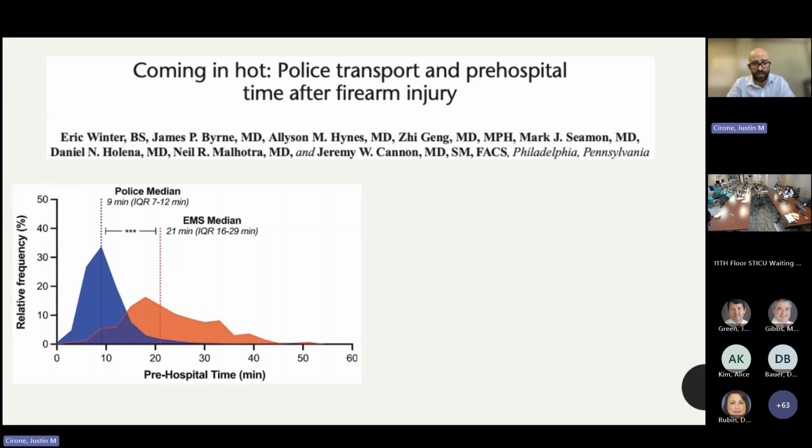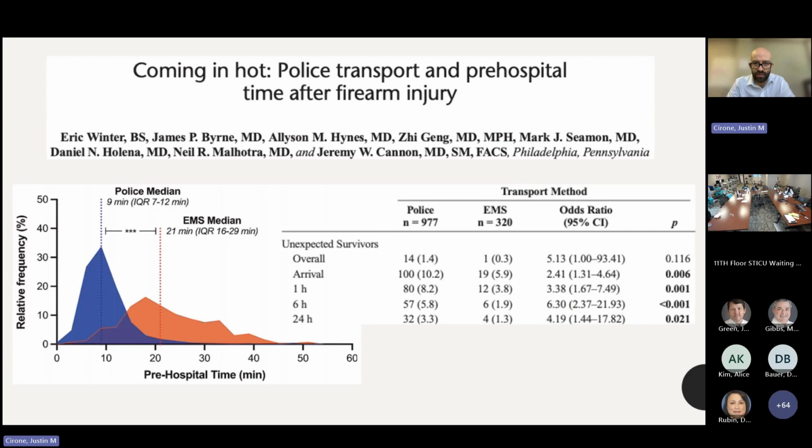But they actually found that the pre-hospital transport time was significantly less. I mean, we're talking 11 minutes less. However, given that you missed the pre-hospital paramedic care, the outcomes were more or less the same, with one exception, which was the unexpected survivors. These are people who, based on injury burden, were not expected to survive. They were actually more likely to survive by police transport than EMS.